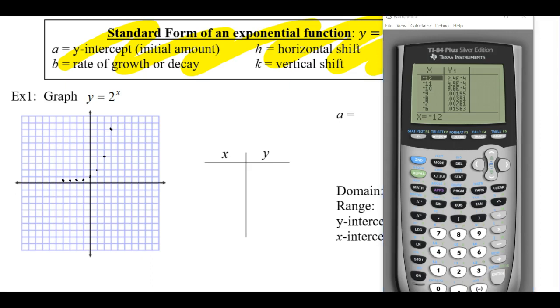So what is happening as I move to the right? What is the rate? The rate is 2, right? So it goes from 4 to 8 to 16. It's doubling each time, right? So what's happening as I move to the left? Let's go backwards. What's happening if I move to the left? Half of it, half of it, half of it, half of it.